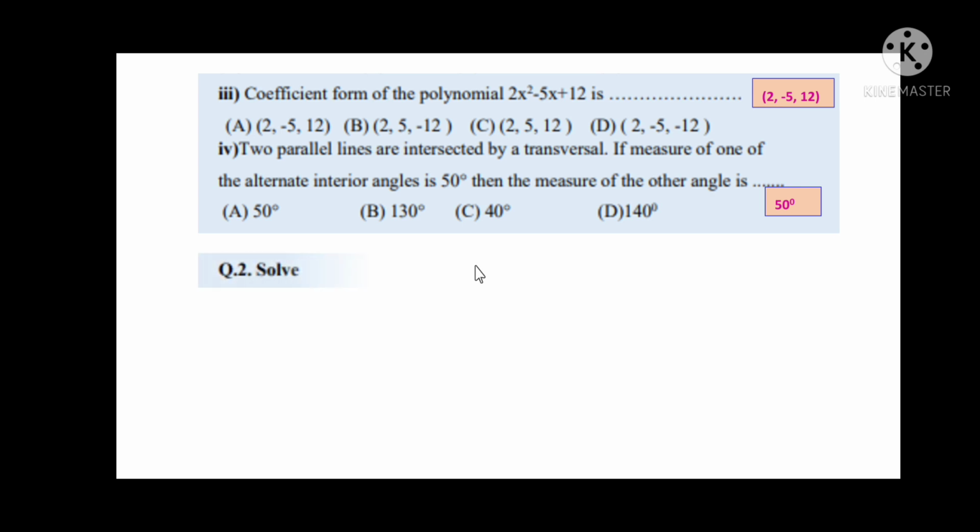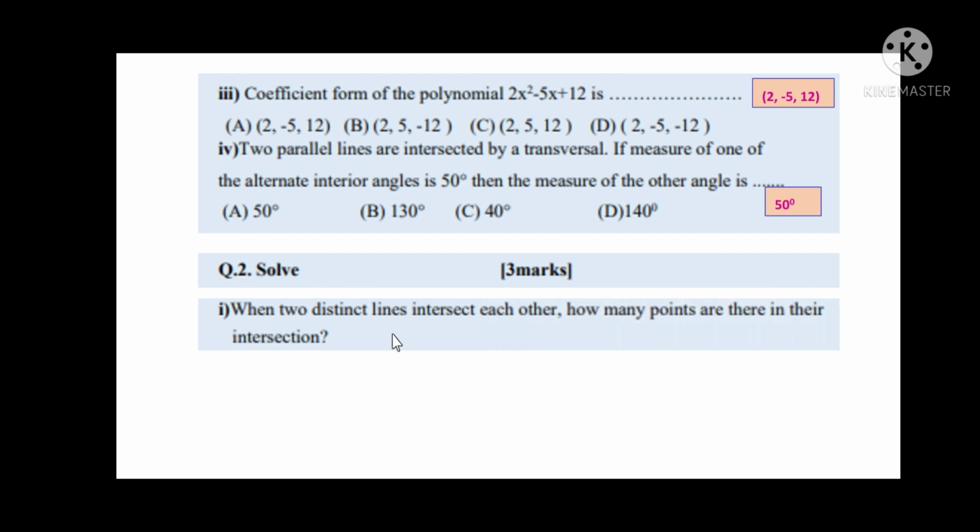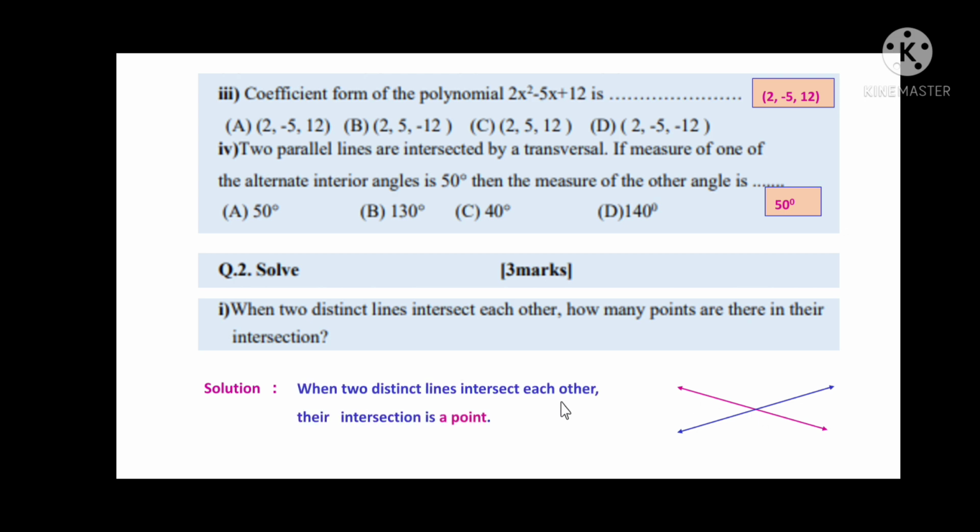Next, question number 2, solve, 3 marks. When two distinct lines intersect each other, how many points are there in their intersection? Friends, here let us draw the figure. Here you can see that two lines are intersecting each other. One line is shown in pink, another in blue, and they intersect in only one point. So we can write: when two distinct lines intersect each other, their intersection is a point.